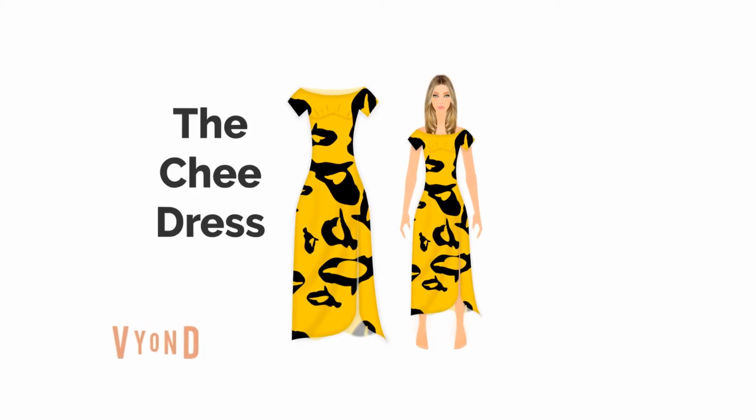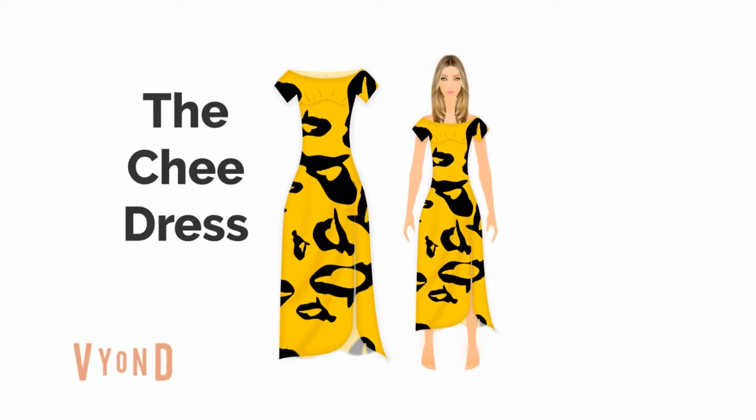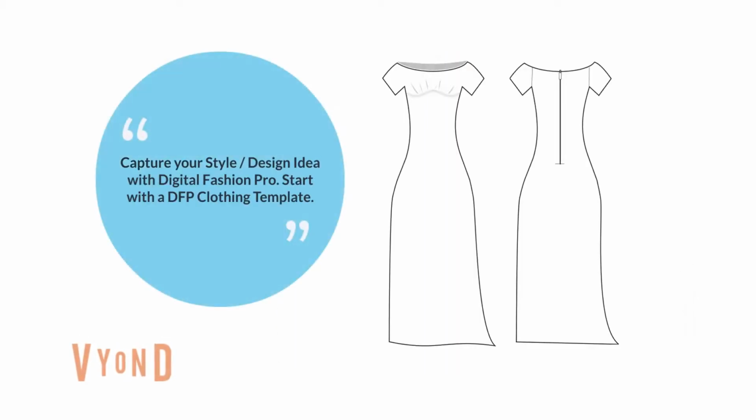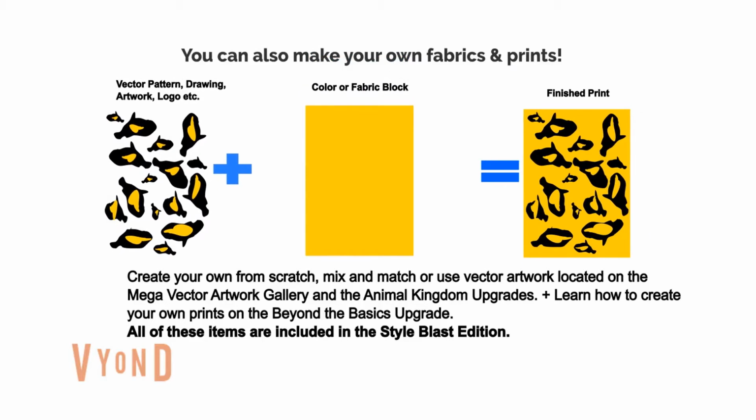In this video, we will show you the steps on how you can bring your designs to life with Digital Fashion Pro. You first start with a Digital Fashion Pro customizable template. Choose one that is close to the vision that you have. Another awesome feature of Digital Fashion Pro is that you can create your own prints, artwork and custom fabrics. The Style Blast edition comes with loads of vector artwork that you can incorporate into your designs and prints.